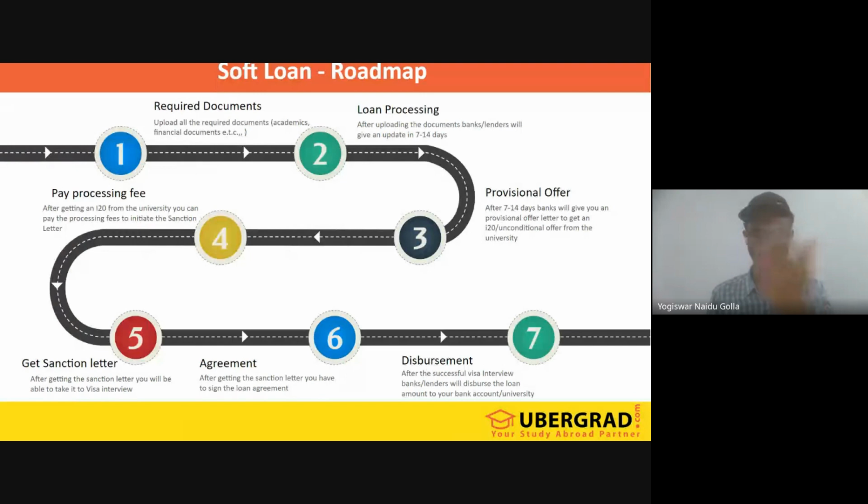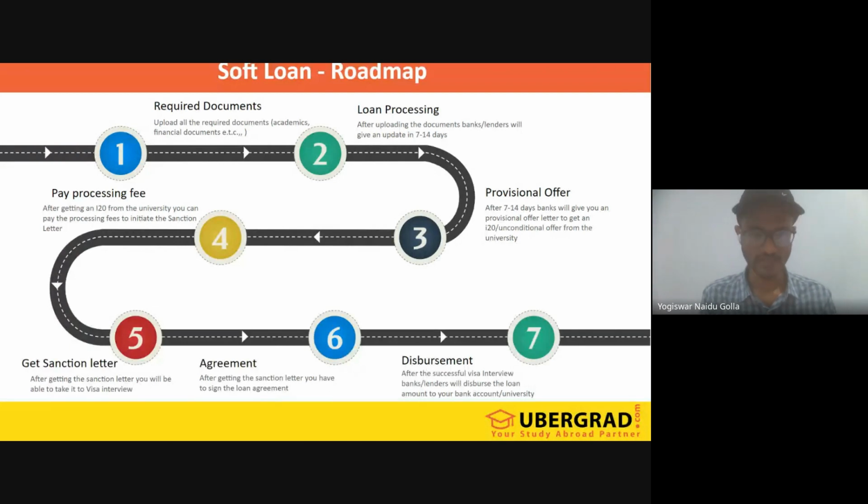these lenders who are suitable for you, and then you get an I-20 or conditional offer from the universities. Based on the offer, in the third step, you will be able to pay the processing fees to the bank, and the loan will be sanctioned under your name.